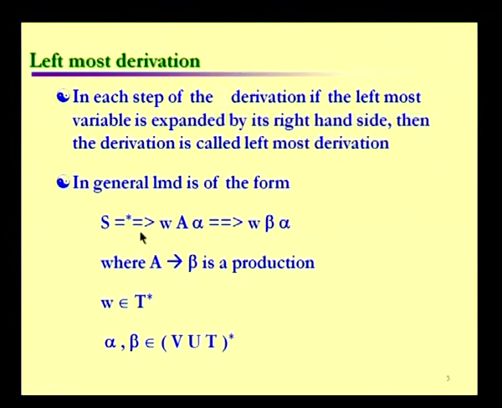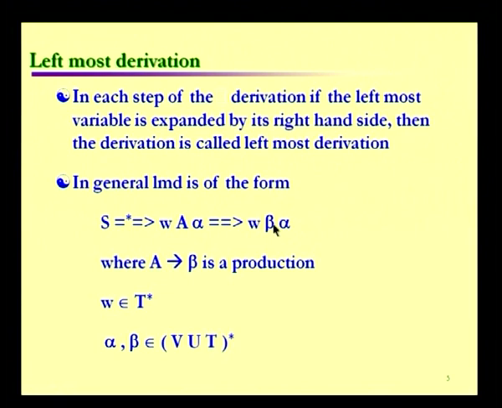The general format is, we have the start symbol of the grammar S, and after some number of steps, that is the closure, we have a sentential form of the form W followed by A followed by alpha, where W contains only terminals and A is a single variable or a non terminal, and alpha contains a combination of variables and terminals any number of times. It immediately generates the next sentential form which is going to be W followed by beta followed by alpha.